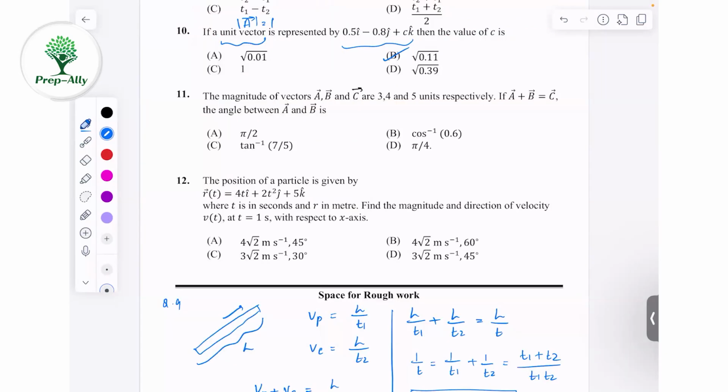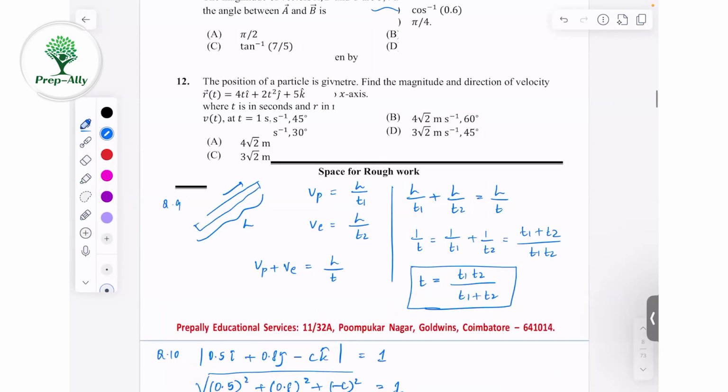The magnitudes of vectors A bar, B bar, and C bar are 3, 4, and 5 units respectively. If A bar plus B bar equals C bar, what is the angle between A bar and B bar? If you are very keen, you might observe that 3, 4, and 5 are Pythagorean triplets, which means this triangle might look like a right angle triangle. The angle might be 90 degrees. Let's verify if that could be true.